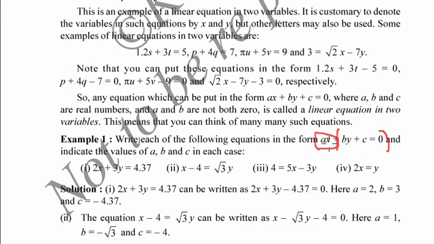Any number multiplied by 0 is 0. If a is 0, this whole thing becomes 0. Similarly for b. If b is equal to 0, this whole thing by becomes 0. So the equation becomes ax plus c is equal to 0. Again, this is an equation involving only one variable. This is not an equation involving two variables. In this chapter, we are studying linear equations involving two variables.